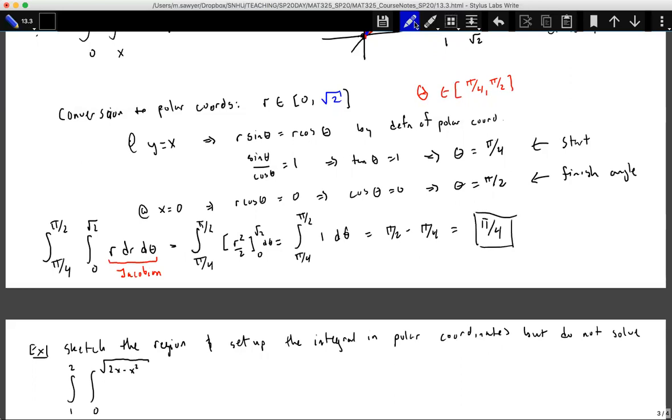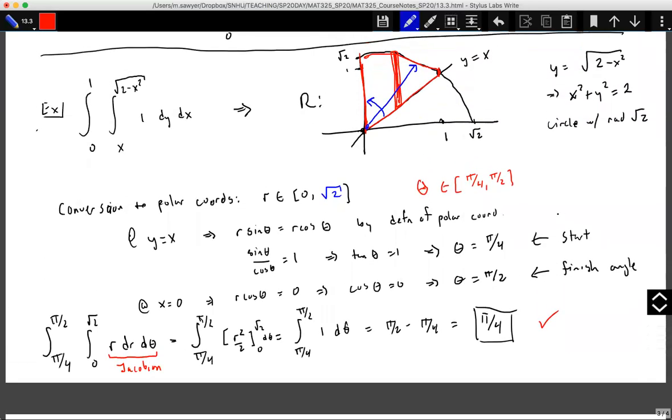And this is what we would expect if we did geometry to figure out the area of an eighth of a circle, which is what is represented by this segment. If y equals x divides the first quadrant of a circle in half, then we're looking at an eighth of a circle. If the total area of the circle works out with radius square root 2, then we would expect the area of that eighth of the circle to be pi over 4.